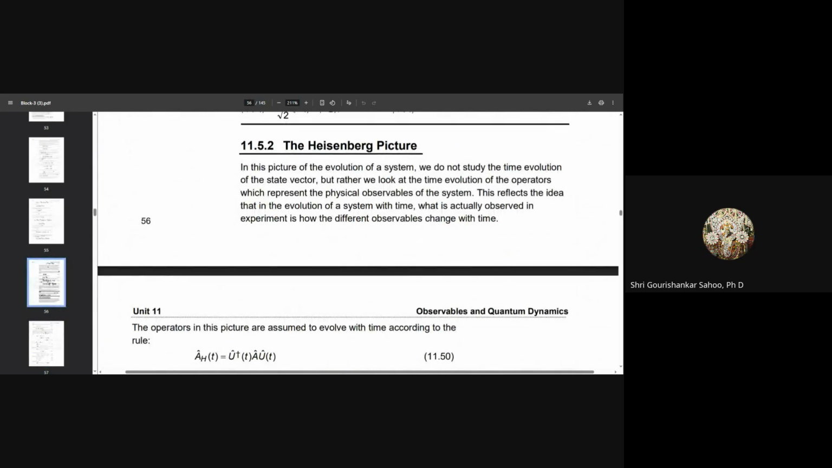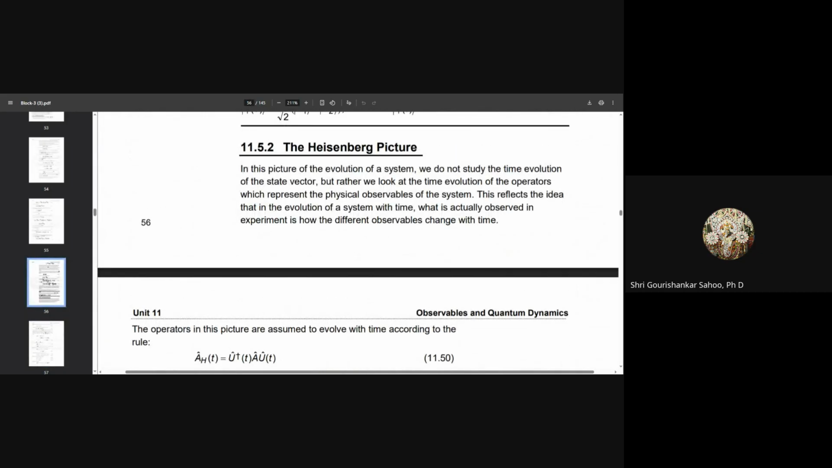Similarly, what is the Heisenberg picture? In this picture of the evolution of a system, we do not study the time evolution of the state vector, but rather we look at the time evolution of the operators which represent the physical observables of the system. This reflects the idea that in the evolution of a system with time, what is actually observed in an experiment is how the different observables change with time.